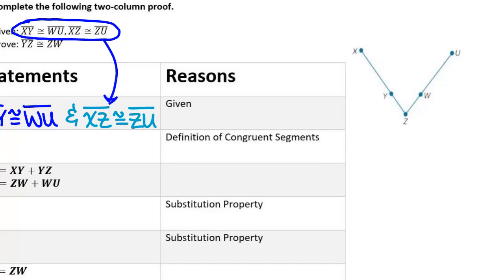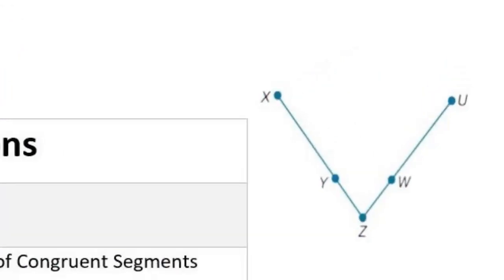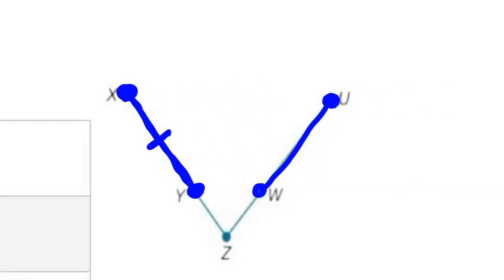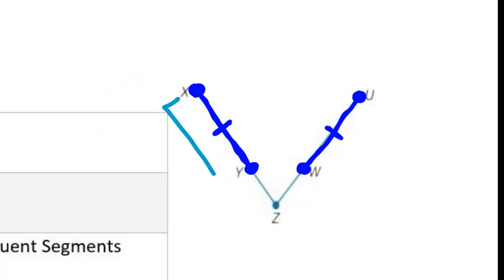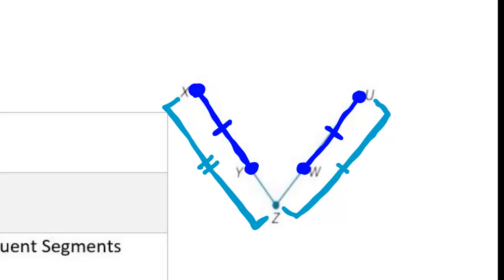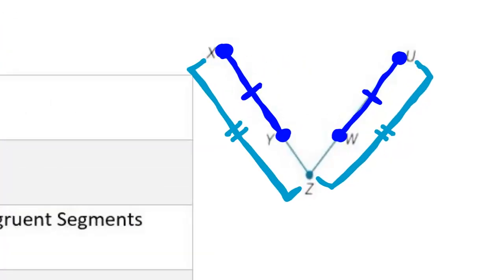Let's go look at the picture. I want to mark the picture up with what we just said was given to us. So segment XY, that's this segment right here, is congruent to segment WU, this segment right here. And then segment XZ, that's this whole big long segment here, is congruent to segment ZU, which is this whole big long segment over here. What are we hoping to prove in the end? That YZ is congruent to ZW. These two little pieces I want to show are the same size.